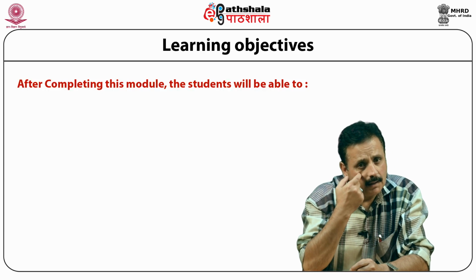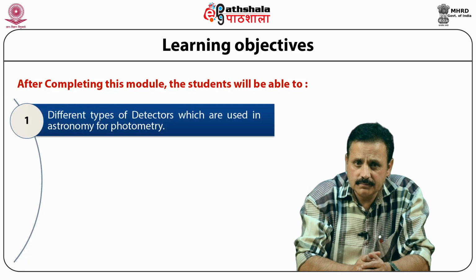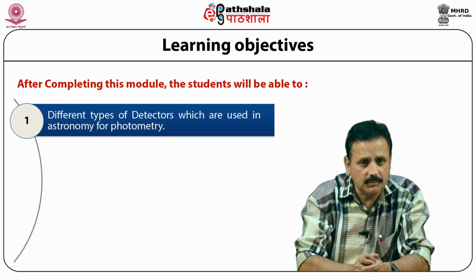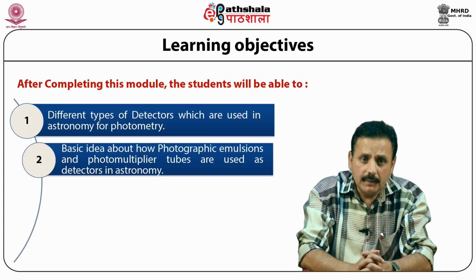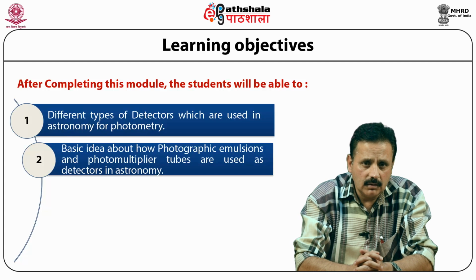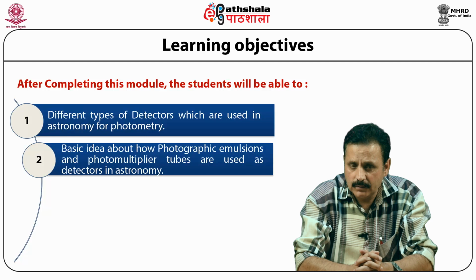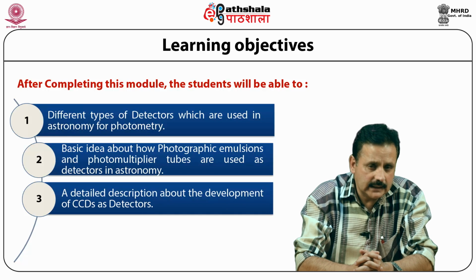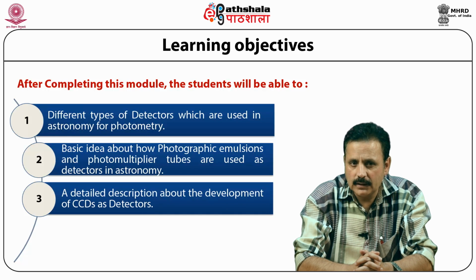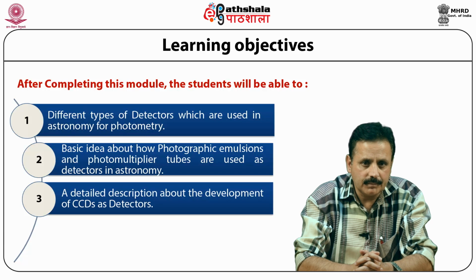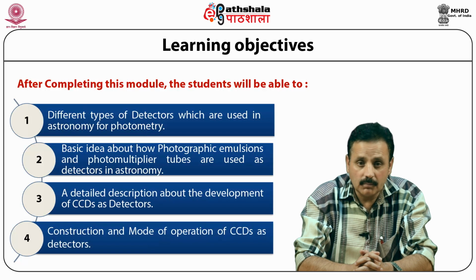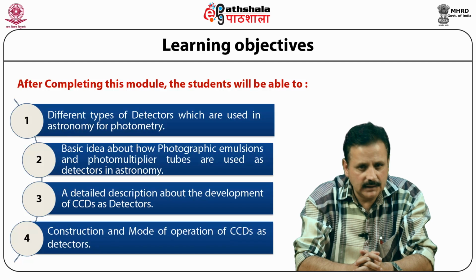Number one, different types of detectors which are used in astronomy for photometry. Basic idea about how photographic emulsion and photomultiplier tubes are used as detectors in astronomy. A detailed description about the development of CCDs as detectors, the construction and the mode of operation of CCDs as detectors. So let's start from the basic definition.